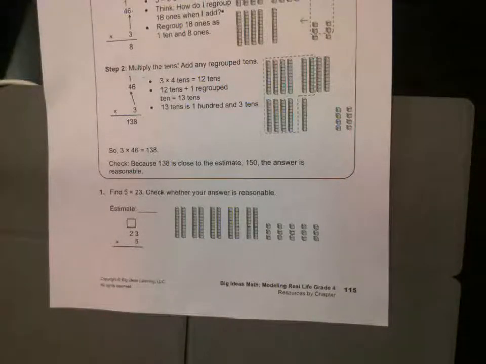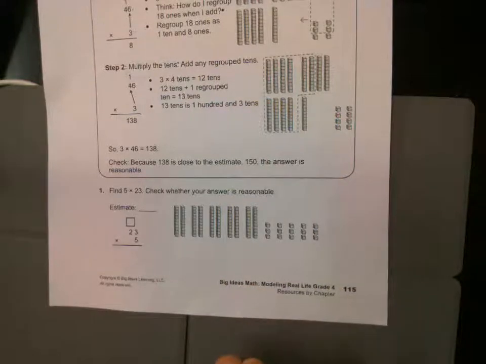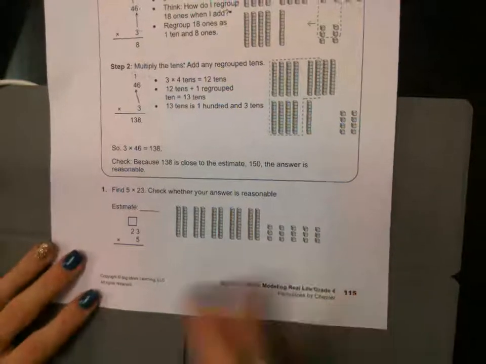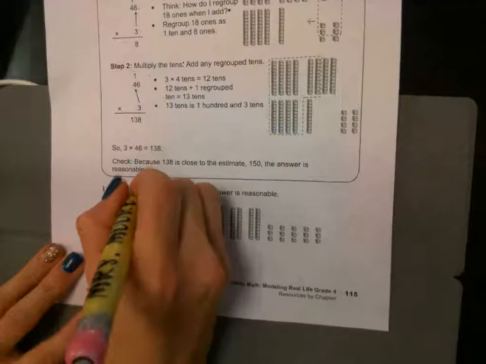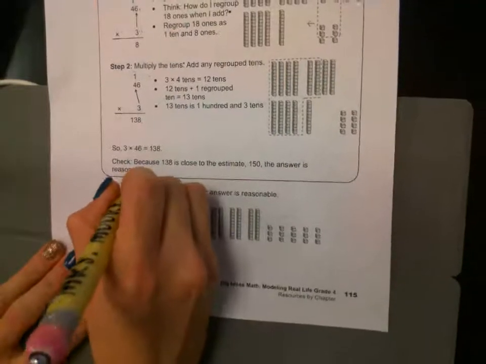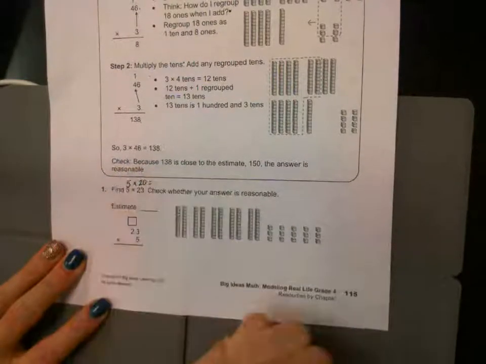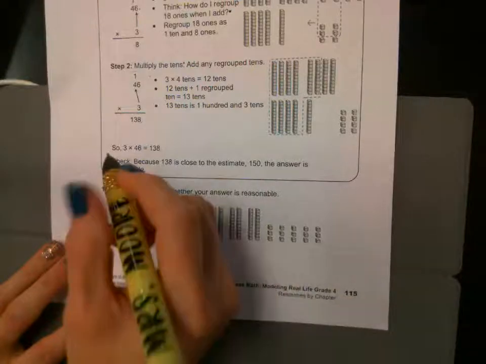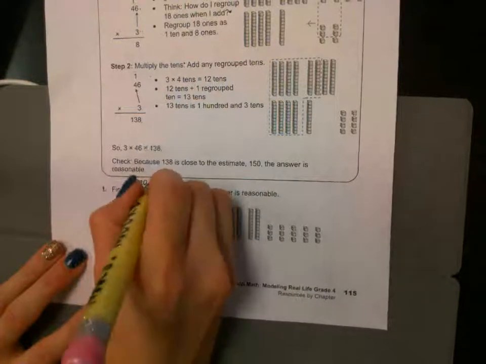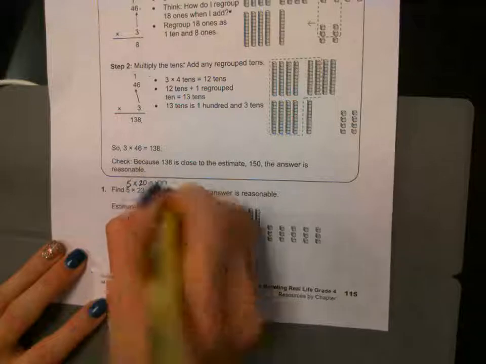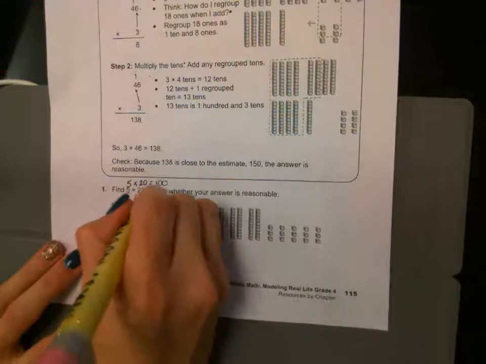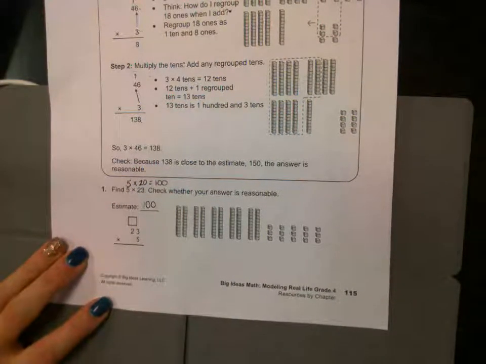So I need to find 5 times 23, and I need to check whether or not my answer is reasonable. Well, I know that 23 is close to 20, so I'm going to multiply that just to get an estimate. 5 times 2 is 10, and then I have a 0 behind it. So my estimate is going to be somewhere around 100.